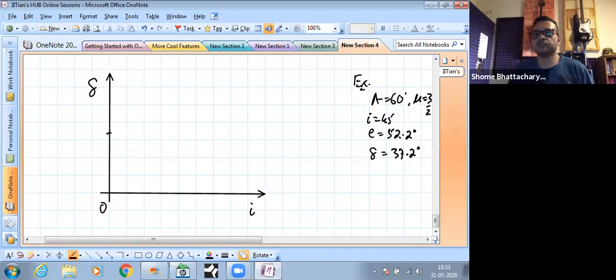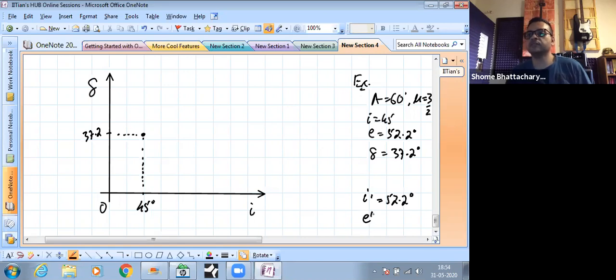So that point is, let's say, over here. So this delta is, suppose in that example, this delta is 37.2. So there's one data point where it will happen for an angle of incidence equal to 45 degrees. Okay. But it will also happen if I take angle of incidence equal to 52.2 degrees, then my angle of emergence will come out to be 45 degrees. Okay. And my deviation will be same, 37.2. So that means it will also happen at another data point over here.